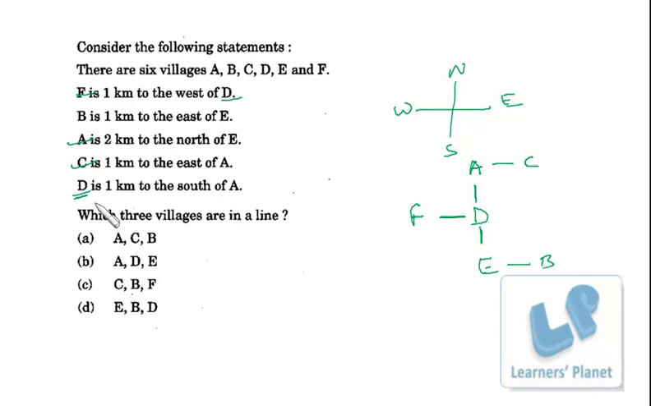Okay. Now which 3 villages are in line? We can see A, D, E. Simple. I hope you are clear.